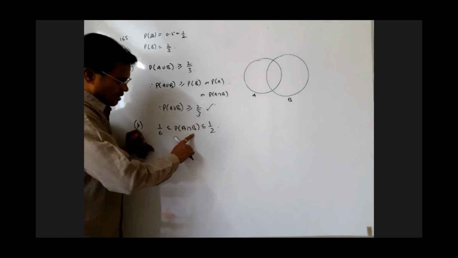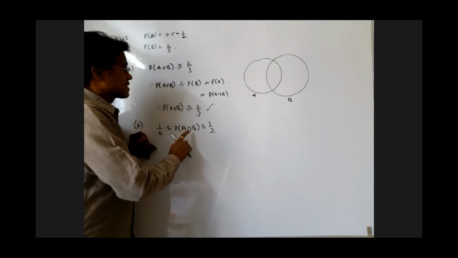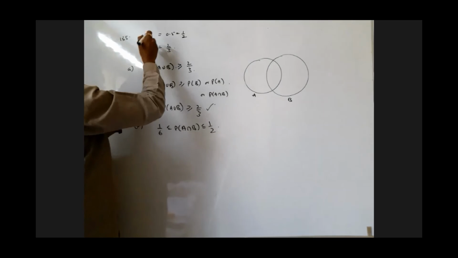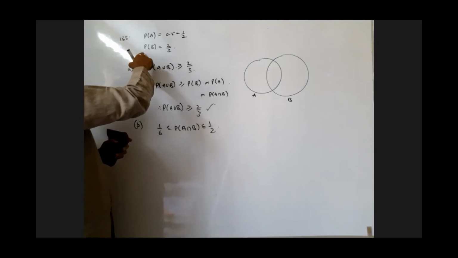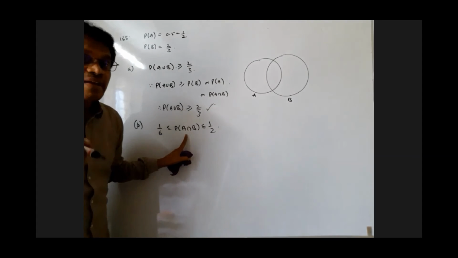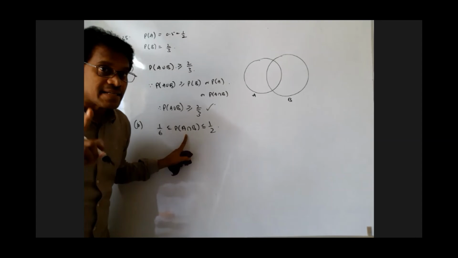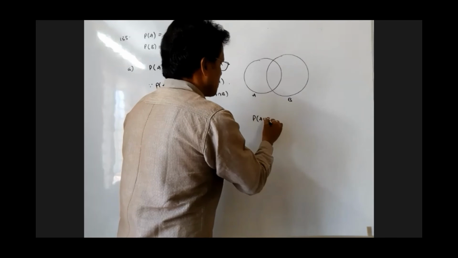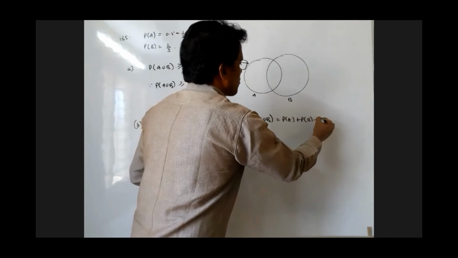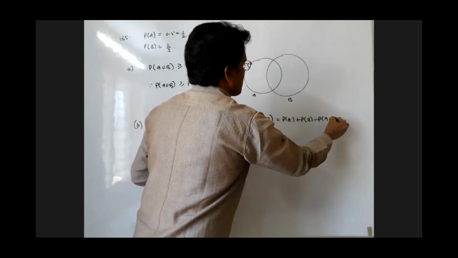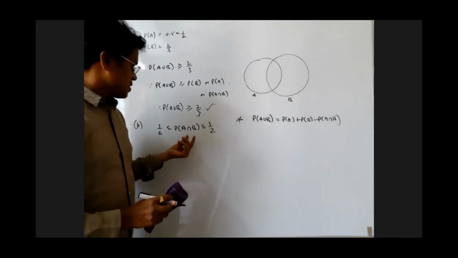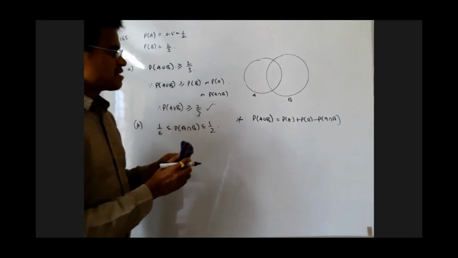But this is an inequality, no doubt, not asking for an exact value. But if you see very carefully, probability of A is given, probability of B is also given, and there is also information about probability of A intersection B. You know this formula: probability of A union B is equal to probability of A plus probability of B minus probability of A intersection B. We have this relation, the addition theorem on probability values. And that too is asking the range of A intersection B. That's the reason how I am starting this problem.